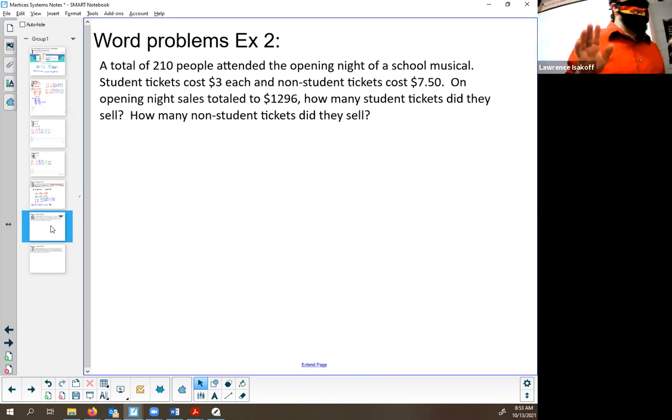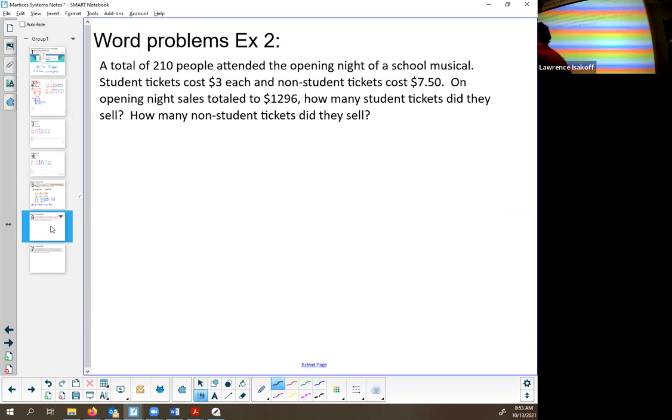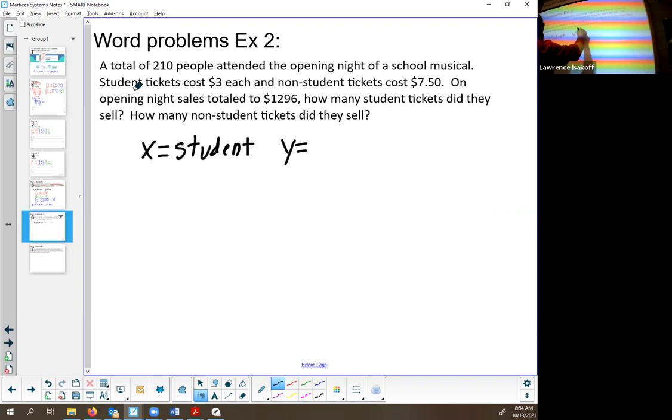So first, in total, we had 210 people, or wait, sorry, let's look at what our variables are. What should our X and Y be here? What are we looking for? Non-students and students. Because in the problem, students are mentioned first, I like to make that my X variable. And non-students were brought up second, so I'm going to make them a Y variable. So X is students and Y is non-students.